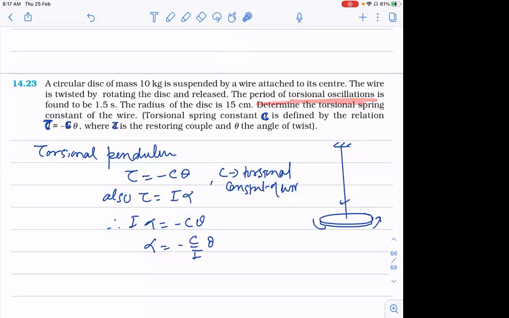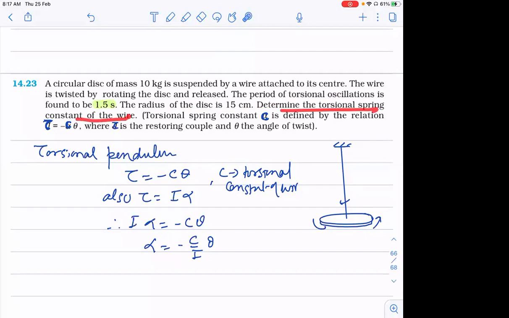उसका period दिया हुआ 1.5. Time period of torsional vibration is 1.5 given. We will just highlight it, and then the radius of the disk is 15 centimeter. All right, determine the torsional spring constant of the wire. Torsional spring constant of the wire निकालना है.